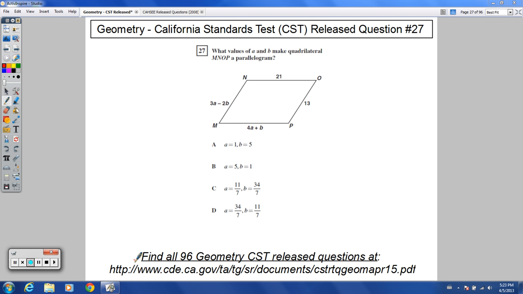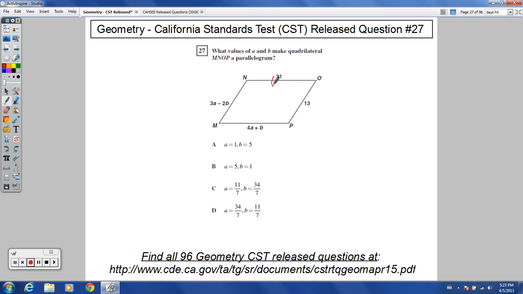This is release question number 27 for the California Standards Test release questions for the subject of one near and dear to my heart, geometry. Number 27 says this: what values of a and b make quadrilateral MNOP a parallelogram? And so what would have to be true about these?